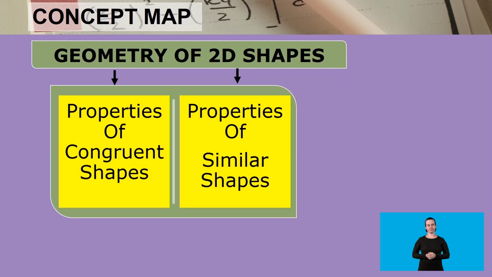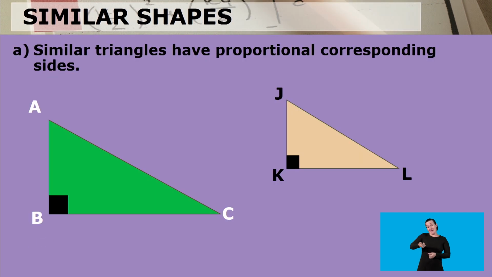Welcome back. Let's continue with our lesson. We have dealt with the properties of congruent shapes. Now we are moving to properties of similar shapes. Similar triangles have proportional corresponding sides.